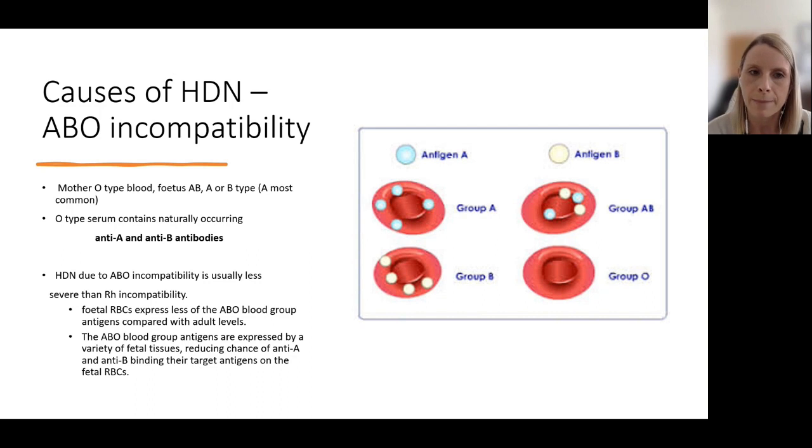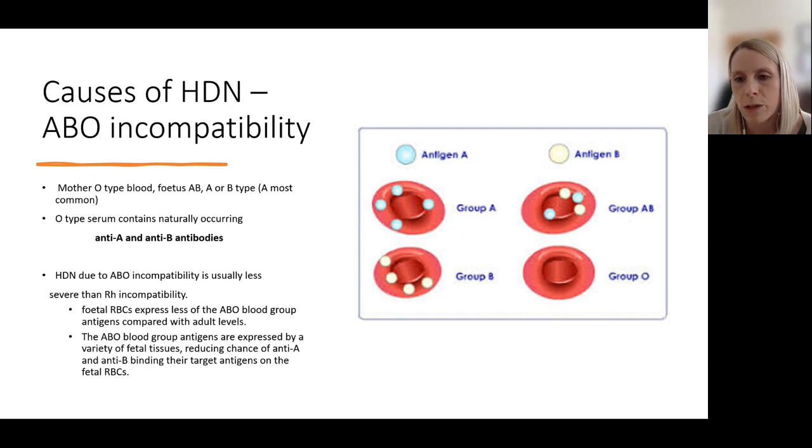A, or group B. So you can see from the picture here, the group O red blood cell hasn't got any of the little blobs on it. So it's got no antigens on its surface, whereas the other blood groups have got these little antigens on. So you can see that the group AB has got A and B antigens on the surface. Group A has got A antigens on the surface, and group B has got B antigens on the surface.